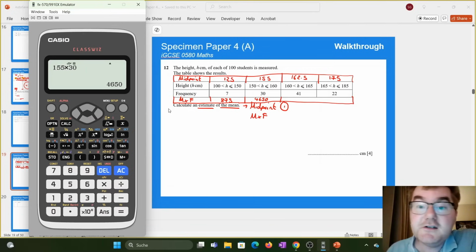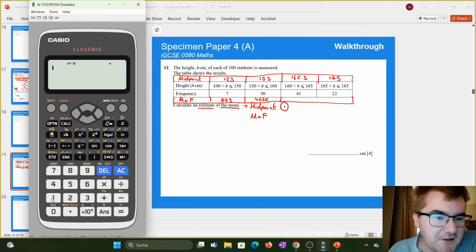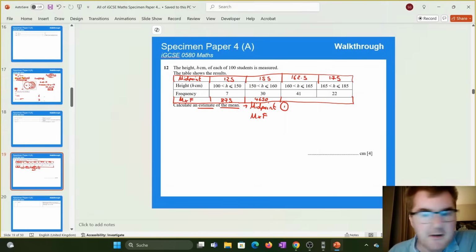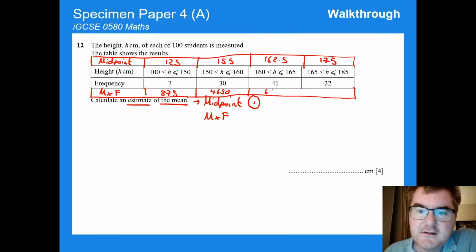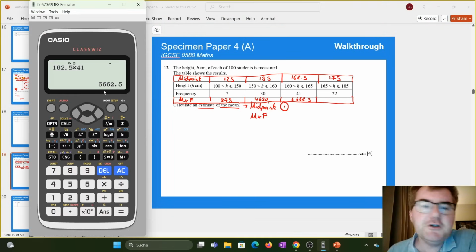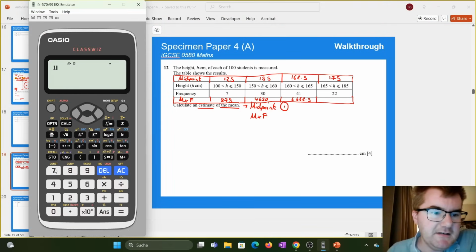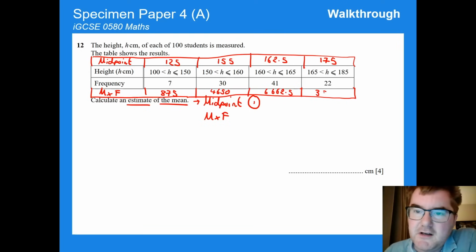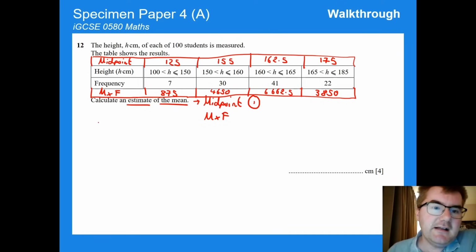And next one, 160.5 times 41. Key thing is not to make a mistake and be overconfident. So 6,662.5, and then the last one. It is a 4-mark question, so they do give you the time to do this, unlike the 0607 course where you're expected to use your graphical calculator. Cool, so we have all those numbers, and now to work out the estimate of mean.